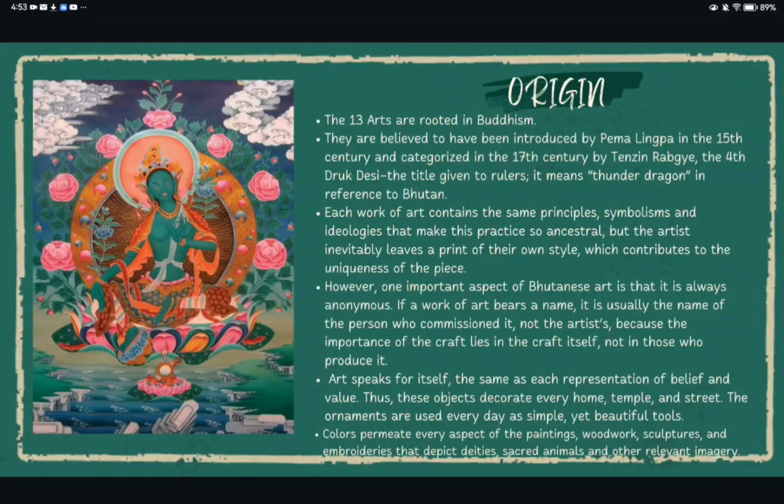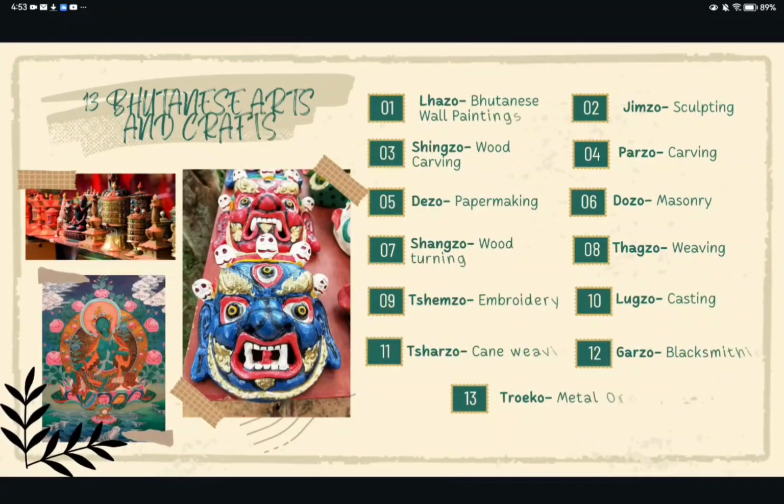And now, let's move on to the 13 arts and crafts, or Zorig Chusum, of Bhutanese art. Zorig Chusum: Zo means the ability to make, Rig means science or craft, and Chusum means 13, so the 13 abilities to make science or craft. First, here we have Lazo, or painting. From the images on Tangkas and wall paintings, statues, to the decoration of furniture and window frames, Lazo is the Bhutanese painting.